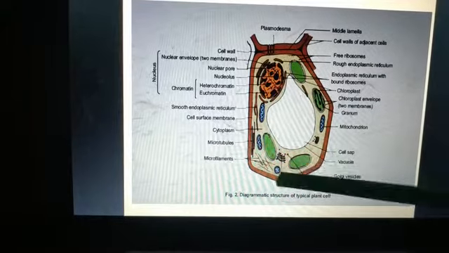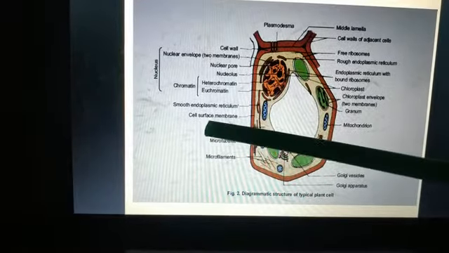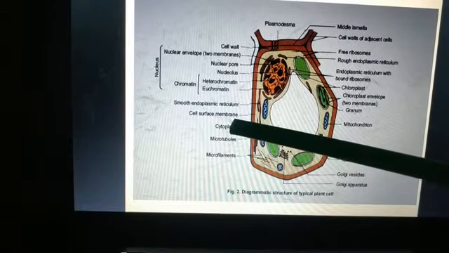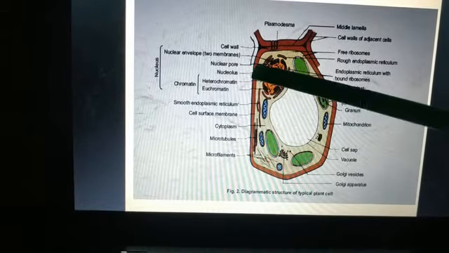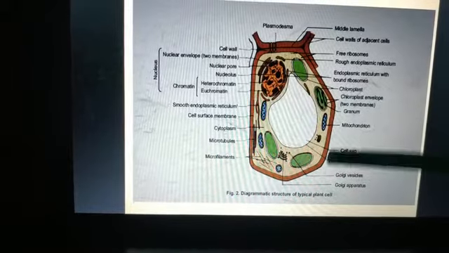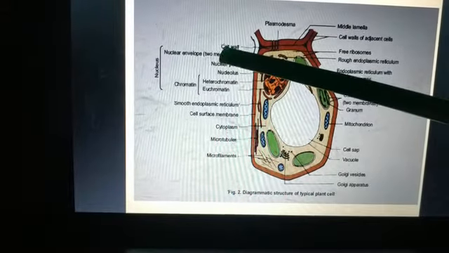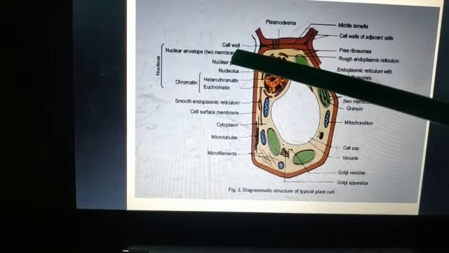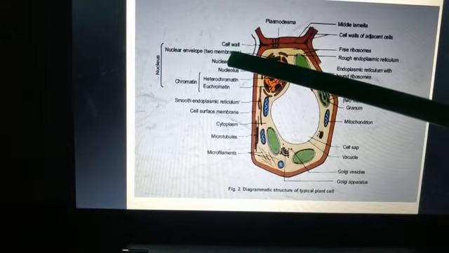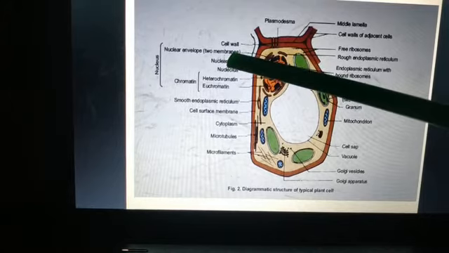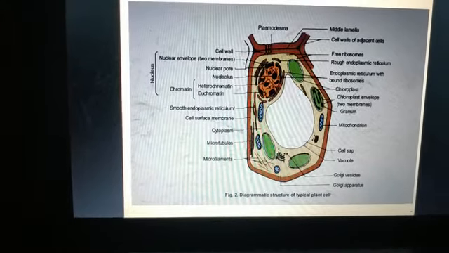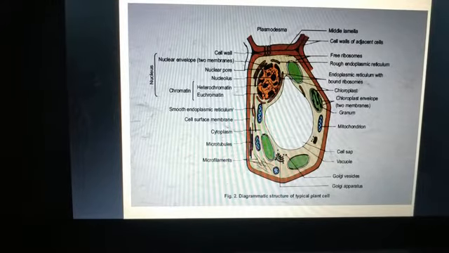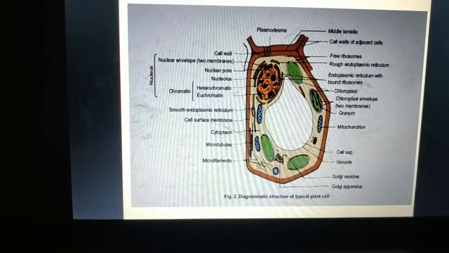Now the outer covering is plasma membrane or the cell membrane, same like animal cell. And outside this plasma membrane they have another layer called as cell wall, which was absent in animal cell, right? So cell wall is present in plant cell. And in plant cell, this cell wall is made up of cellulose.